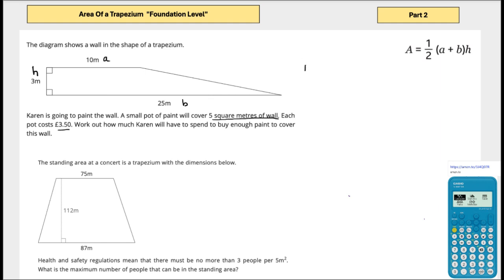So the area equals a half, 10 plus 25, times our height, which is 3, which will give us 52.5 metres squared.